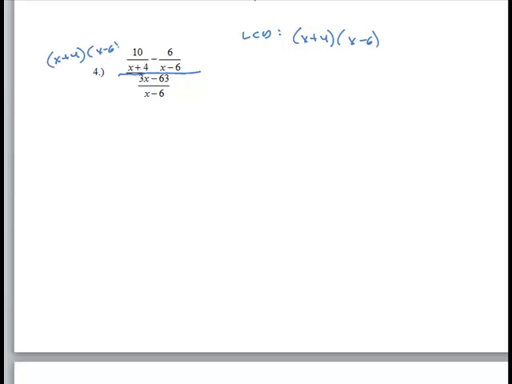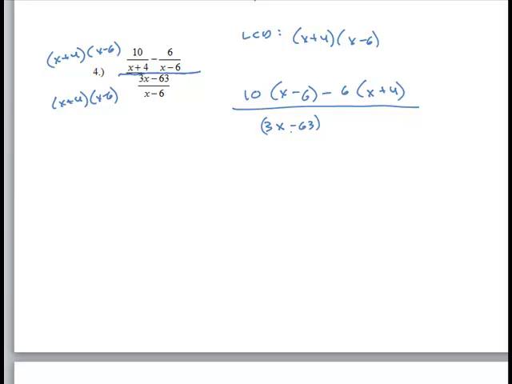So we're going to multiply the numerator by x plus 4, x minus 6, and multiply the denominator by it as well. In the numerator, the x plus 4's cancel out, leaving us 10 times x minus 6, minus x minus 6's cancel out in the next term, leaving us 6 times x plus 4 when we distribute that LCD. In the denominator, just the x minus 6's cancel out, so we're left with the numerator, 3x minus 63, times that remaining factor in the LCD, x plus 4.